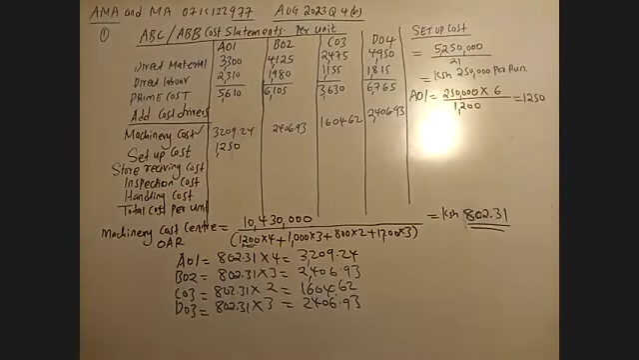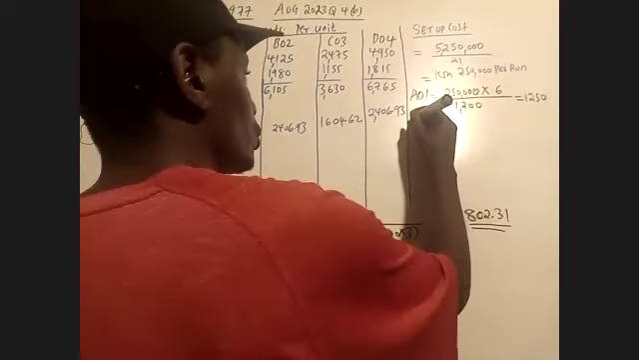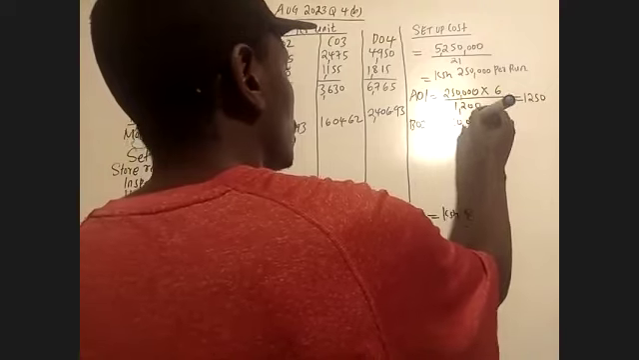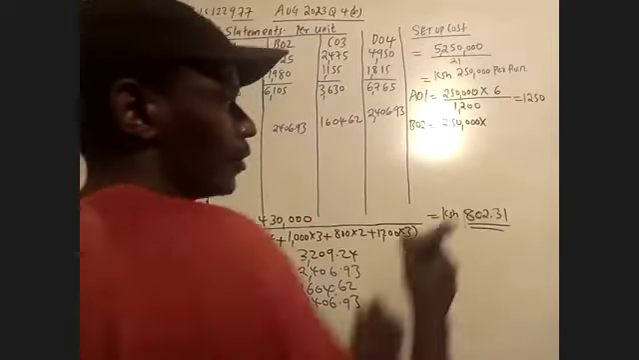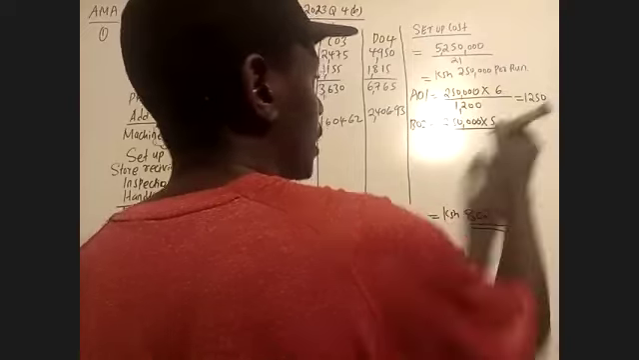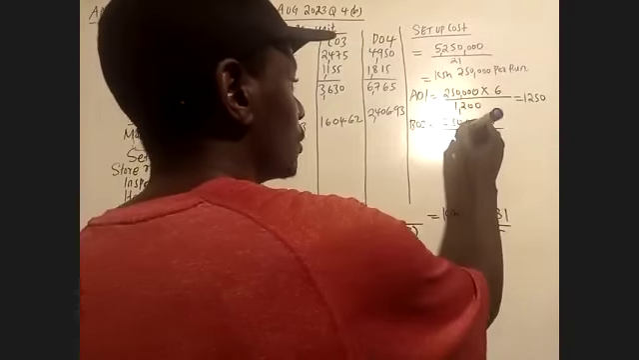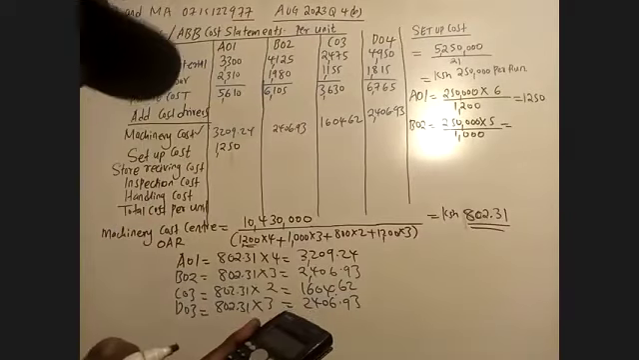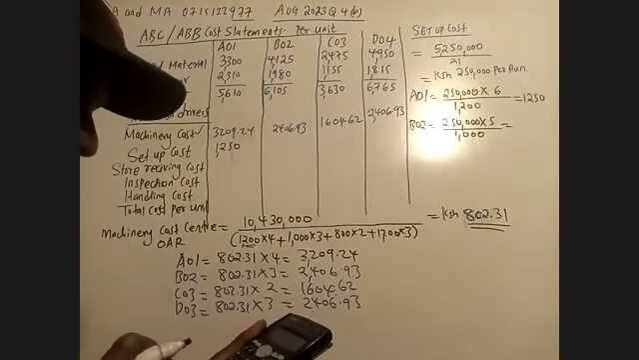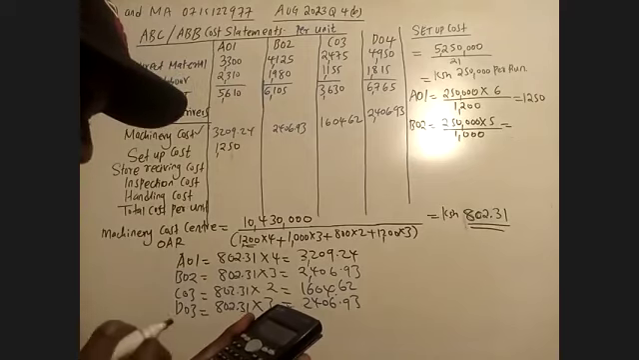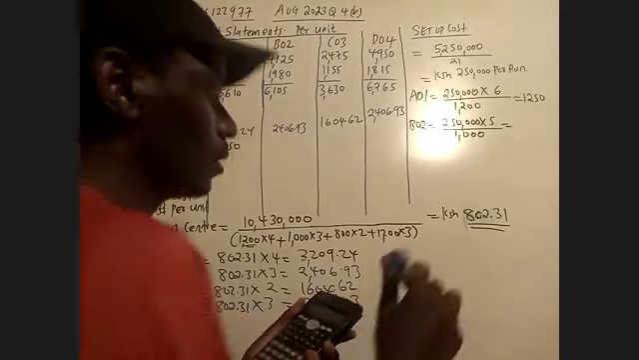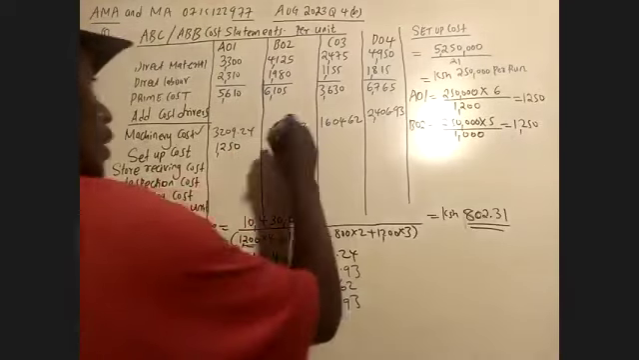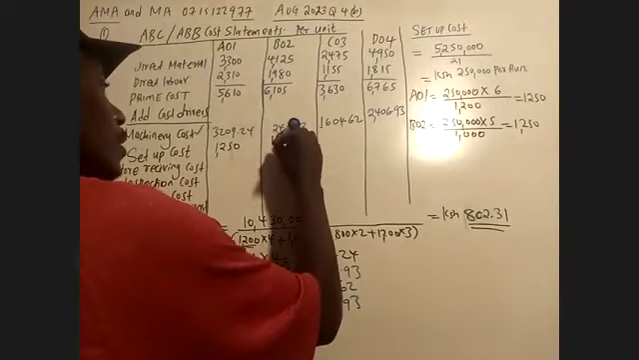Go to B02, 250,000, number of runs is 5. Number of units, so I can get cost per unit, 1,000. So 250,000 times 5 divided by 1,000. It is amazing, about 1250. I'm getting the same answer, 1250.